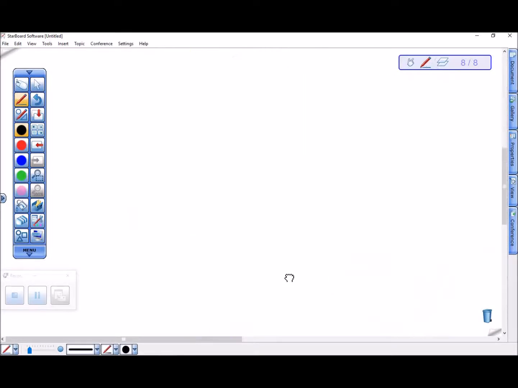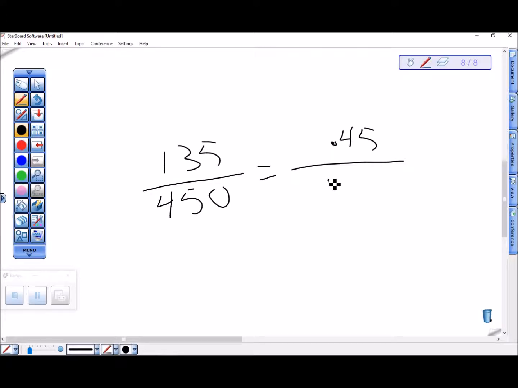So I want to rewrite 135 over 450 as something times 45 over something times 45. Now 135 divided by 45 must be 3. It's got to be, because 45 plus 45 is 90, and then plus 45 again is 135. And then 10 times 45 would be 450. Now, the fundamental principle of rational numbers says you can get rid of those 45s and keep the same value. This simplifies to be 3/10.